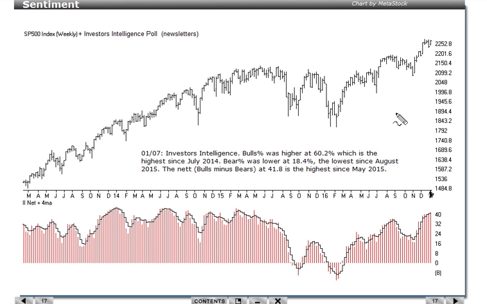This one's a little more worrying. This is the Investors Intelligence, the newsletter writers poll. Bulls percent was higher this week at 60.2. That's the highest since July 2014. So more bulls in this poll for more than 2 years. The bears percent was lower at 18.5. That's the lowest since August 2015. And the net bulls minus bears at 41.8, which you can see here, the last little histogram bar there. That's the highest since May 2015. So this indicator is rather high, indicating a lot of bullish sentiment. From a contrarian point of view, it's often a warning.